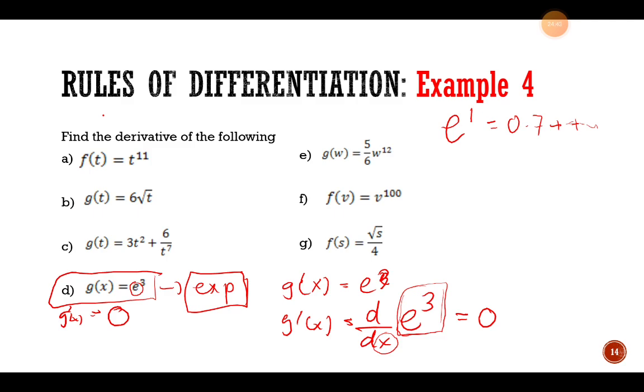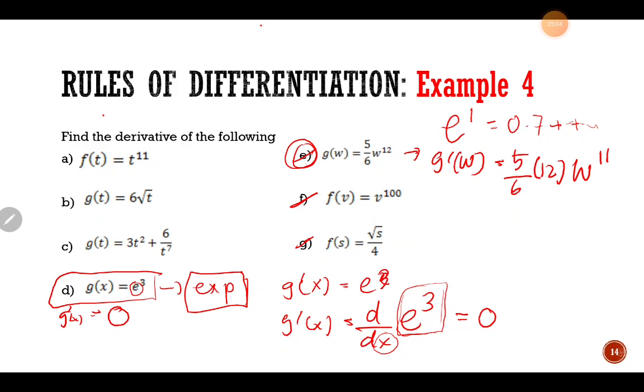Okay, kelas. Untuk E, F dengan G ni saya, okay. Untuk E ni sangatlah senang. Okay, G prime W. Okay, dia punya ni adalah apa? 5/6, 12 ni kita darab. Kan, buat turun bawah darab. Dan W kuasa 11 lah. 12/1. So ni you akan dapat 2. So the answer will be 10 W power of 11. That's it. Very simple. So we have discussed A, B, C dan D. Then we have E.